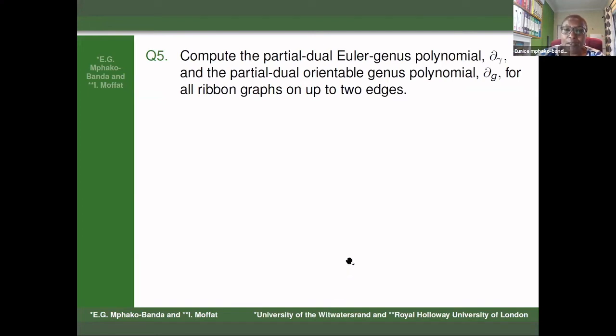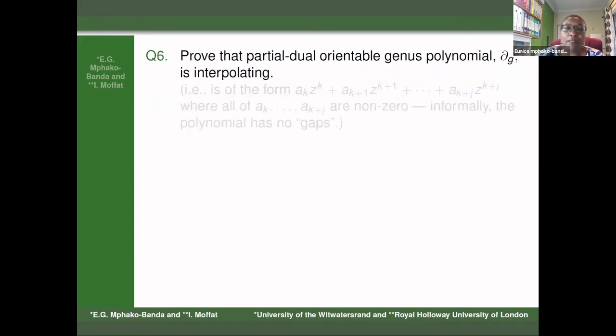But yeah, once you are able to find the partial dual, then this is something which is already done. Can you prove that the partial dual orientable genus polynomial is interpolating?